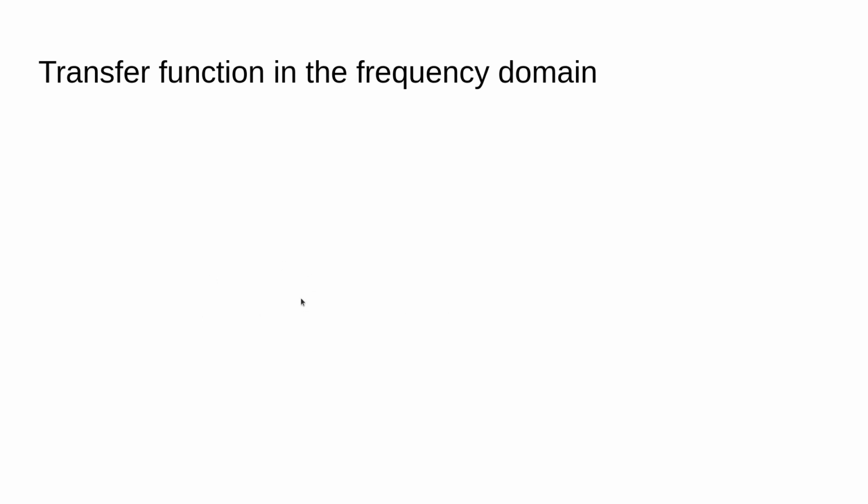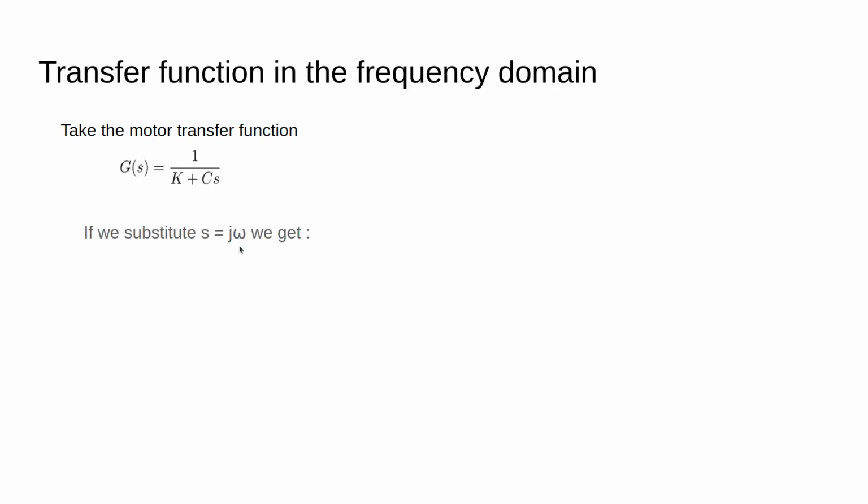So again, as I said, in the Laplace transform, if I put s equals j omega, I get my frequency domain. This is the Fourier transform, and I'm in the frequency domain here. Now at very low frequencies, if my c omega is much smaller than k, I can neglect it, and my transfer function is simply 1 by k.